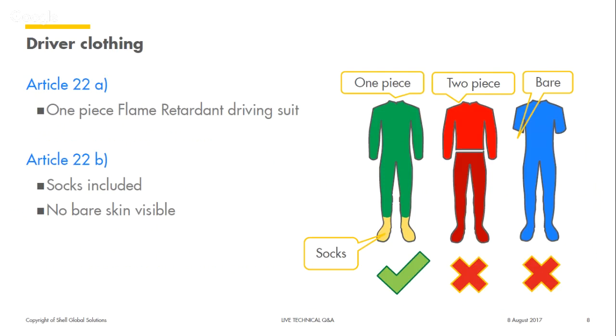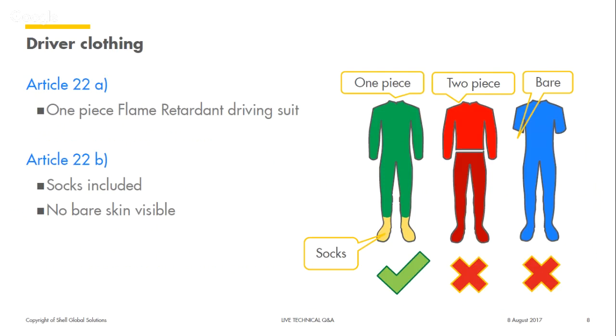The next one is about driver clothing. We have seen in the past some teams actually have two-piece racing suits. This is no longer allowed. You will only allow one-piece racing suits. Okay, so it should not be coming in two pieces.